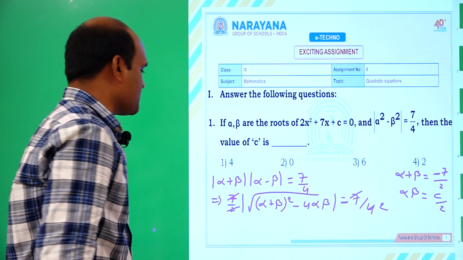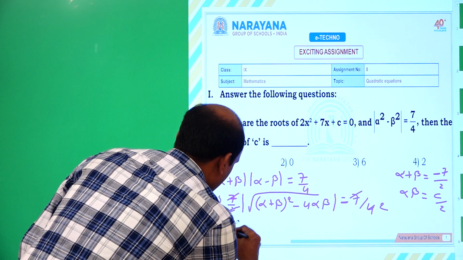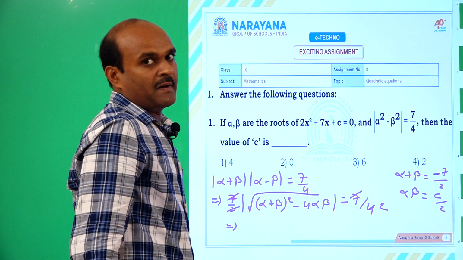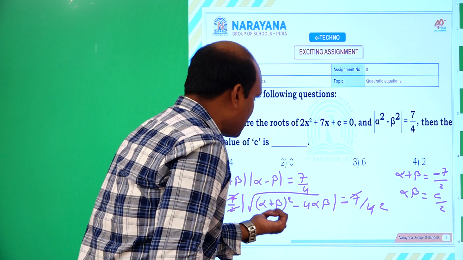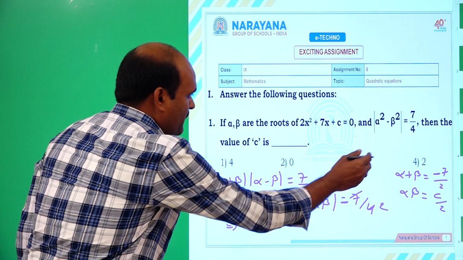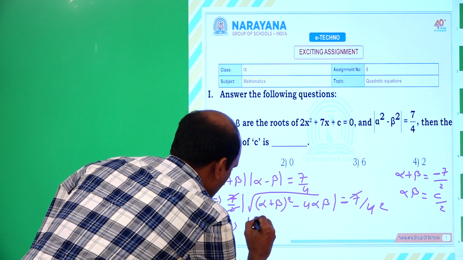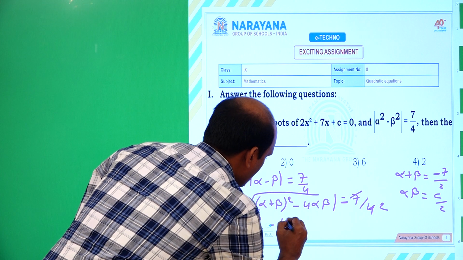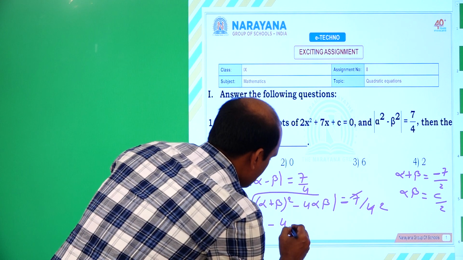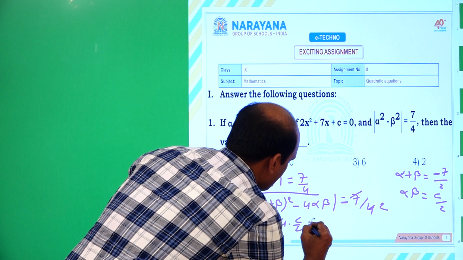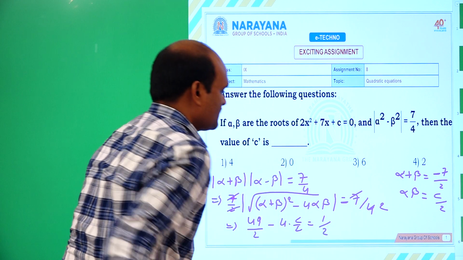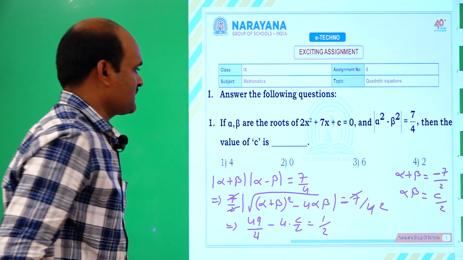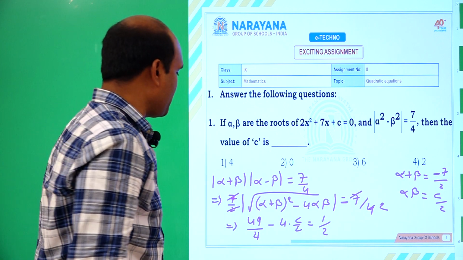Now squaring on both sides, this implies alpha plus beta whole square minus 4 alpha beta is equal to 1 by 2, right. So in place of alpha plus beta I will substitute minus 7 by 2. Minus 7 by 2 whole square is 49 by 4, and minus 4 into alpha beta value c by 2 is equal to 1 by 2. Sorry, 49 by 4, this is 7 by 2 whole square, that is 49 by 4.